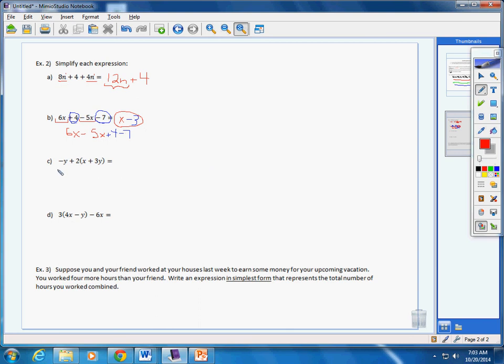Alright, example number 3. We have negative y plus an entire quantity here. Okay, this should be ringing some bells because you have a number multiplied by a sum, x plus 3y. This should be taking you back to yesterday's lesson on the distributive property.